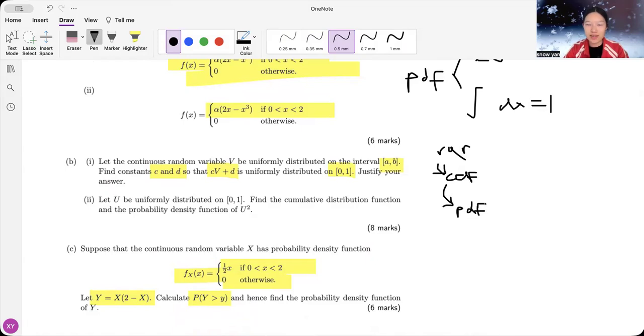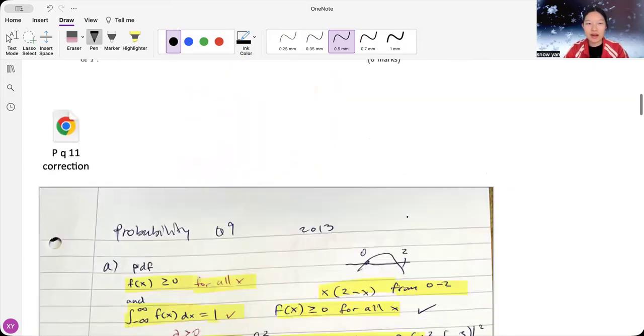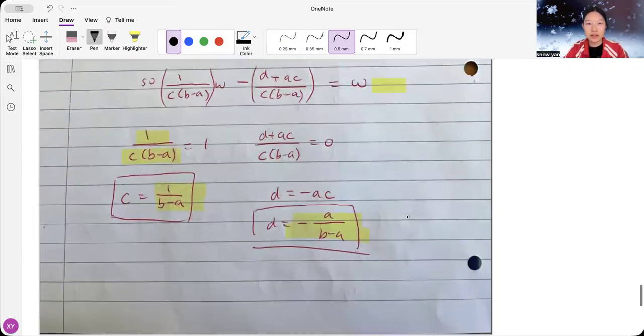Sorry, my handwriting is not very good here. But yeah, you get the idea. That's sort of what's being tested over here.